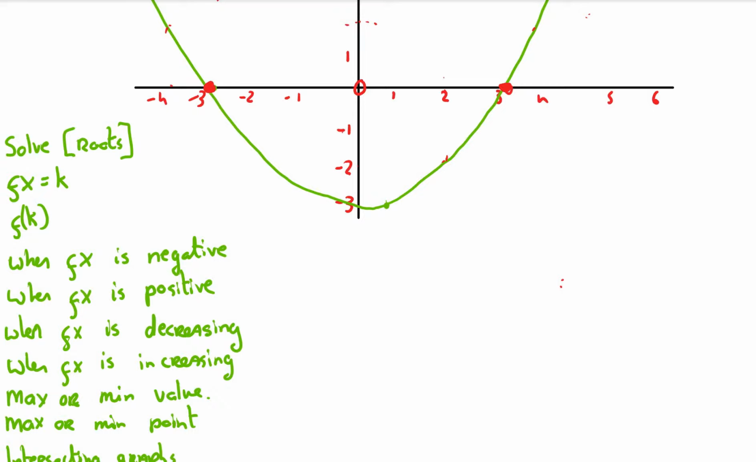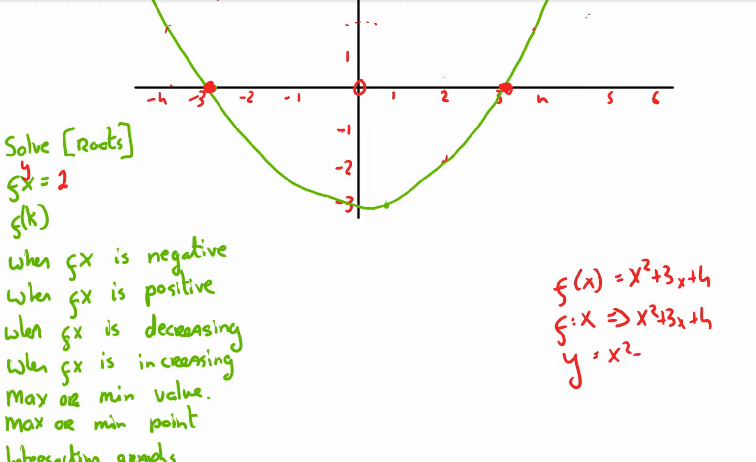f(x) equals k. Again, I've just put in k there to stand for any number. But let's say I want to find out where f(x) equals 2. f(x) equals 2 just basically means y equals 2. Here's why. We said already that we can have our function as f(x) equals something, let's say x squared plus 3x plus 4, or we can write it as y equals that. So really then, f(x) is just another way of saying y. So when it asks you when f(x) is 2, really what they're saying is when y is 2.